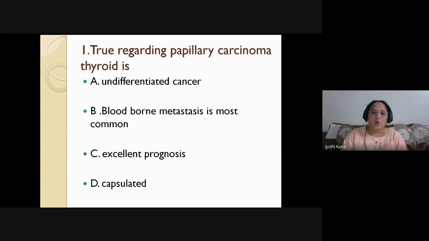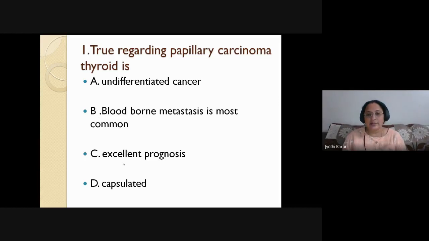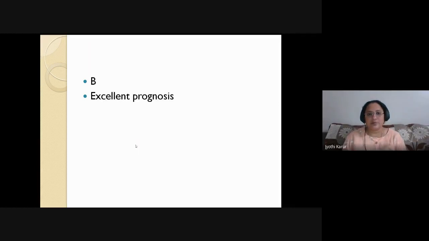True regarding papillary carcinoma of thyroid is. What is the option? What is your answer? Excellent prognosis. Is it an undifferentiated cancer? No, it is the most well differentiated cancer. Is blood-borne metastasis most common? No, it spreads by the lymphatic route. Is it capsulated? In most cases it is not capsulated, but it is multifocal and it carries excellent prognosis. I'm sorry, C is the right answer.